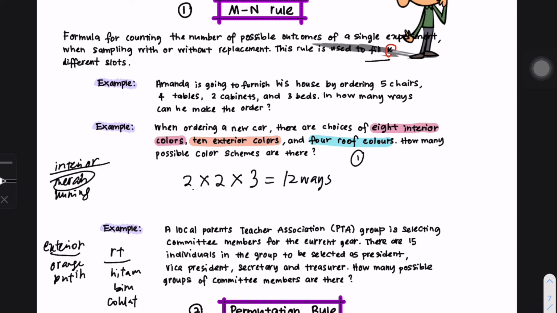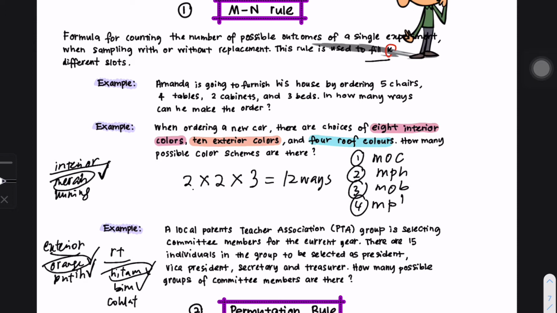Combination yang pertama, mungkin merah combine orange combine hitam. Combination yang kedua, it might be merah combine with putih combine with hitam. Combination yang ketiga, it might be merah combine with orange combine with biru. Combination yang keempat, merah combine with putih combine with biru. Okay, and then the fifth ways adalah merah combine with orange combine with chocolate. And then merah combine with putih combine with chocolate.